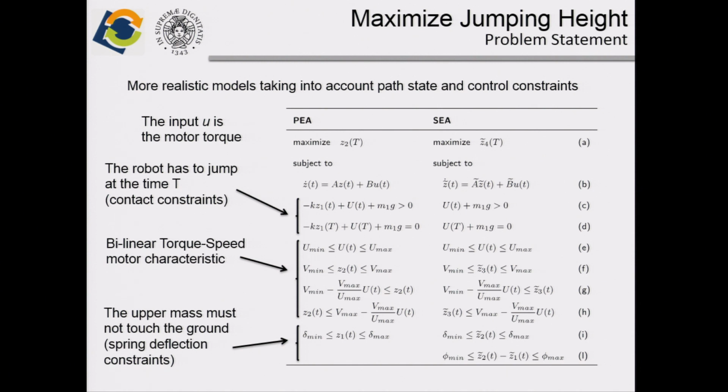Also, in this case, we take into account the bilinear characteristic of the motor. So basically, with this constraint, we relate the torque that the motor can generate to its velocity. And now we are going to see in a while what it means. Also, of course, we don't want the upper mass of the system to touch the ground during the loading phase of the task.